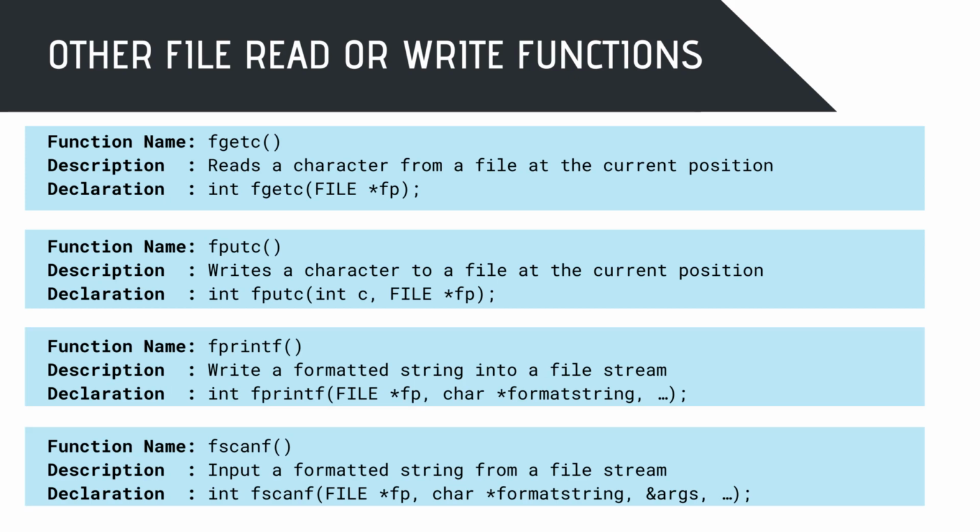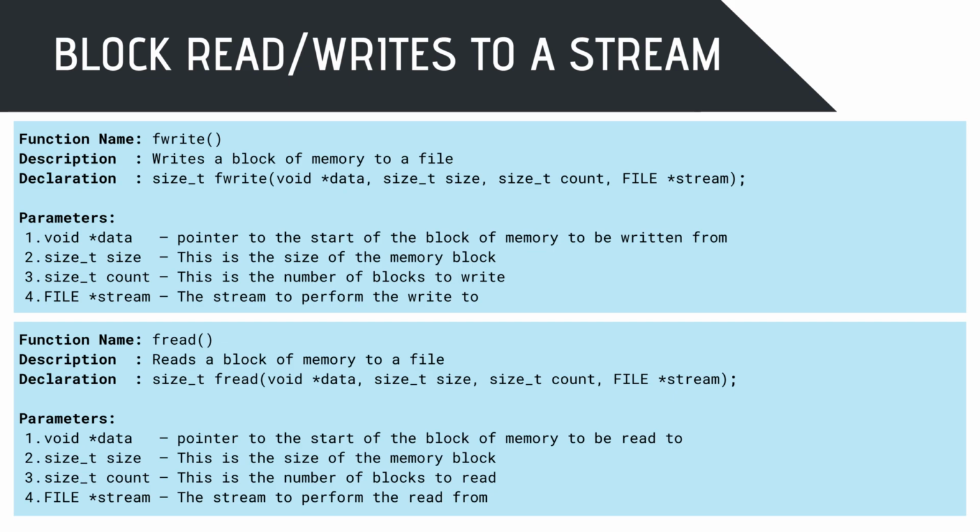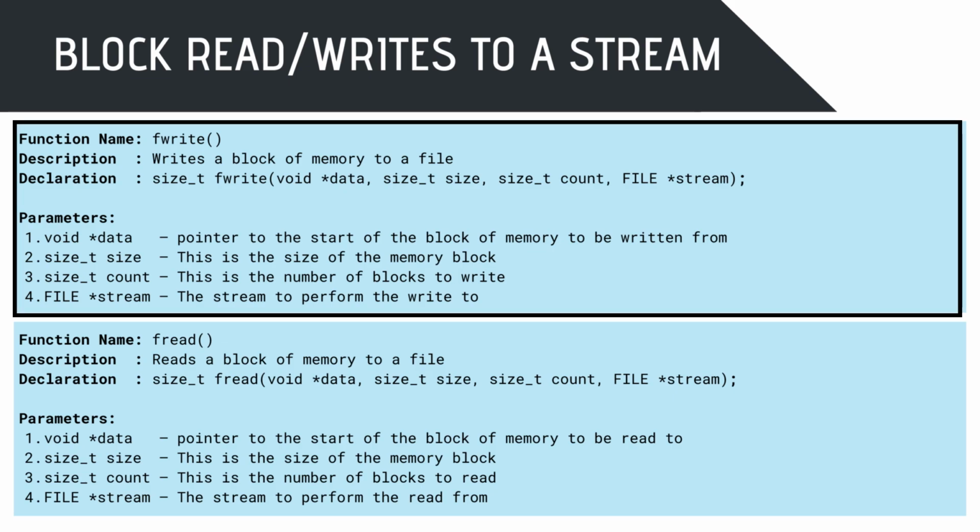All the input-output functions we have covered so far are functions that you would use on text files. If you want to read or write binary blocks of data, you can use the fread or fwrite functions. The fwrite function takes four parameters. The first argument is the starting address of a buffer that contains the data to be written. The second argument is the size of the memory blocks to write. The third argument is the count of the blocks to write. And the final argument is the file pointer of the stream on which this data has to be written.